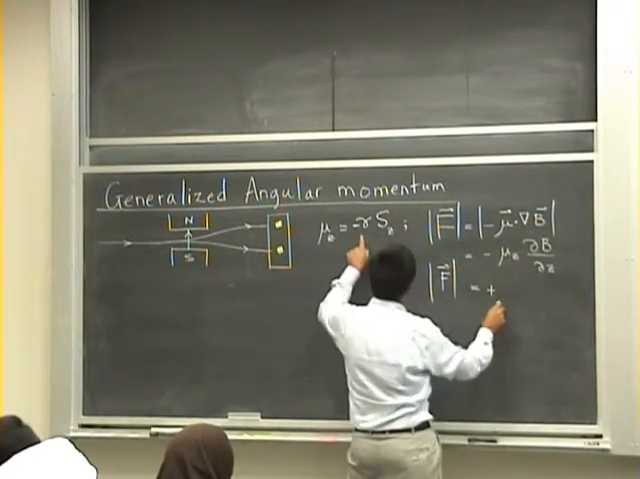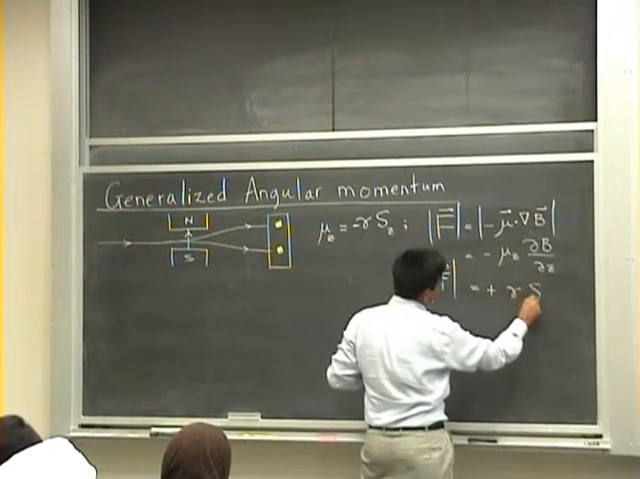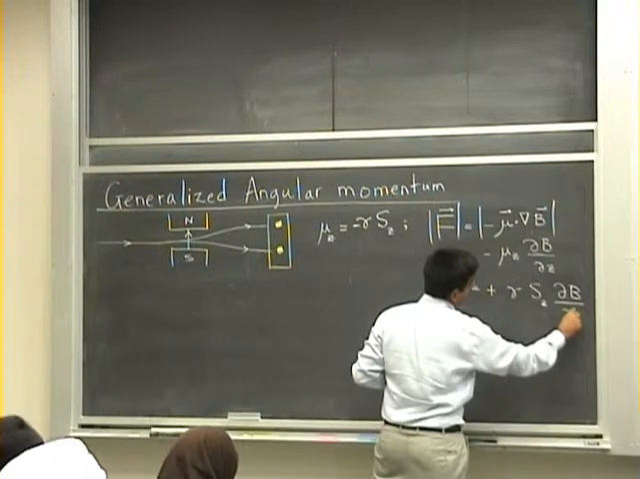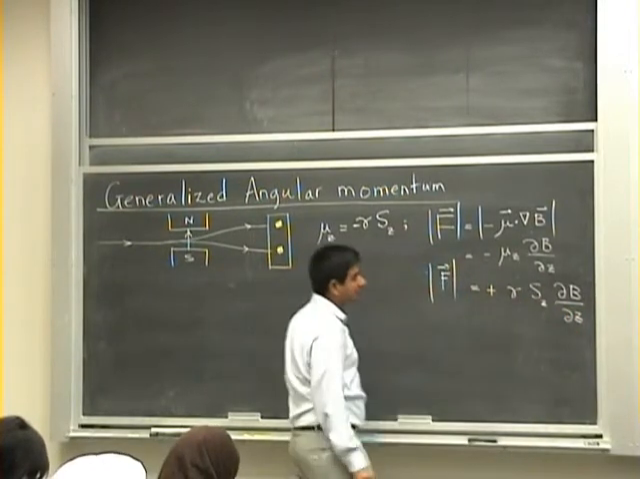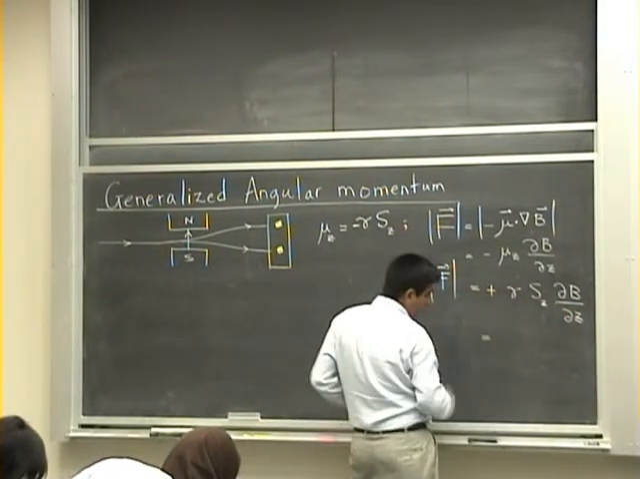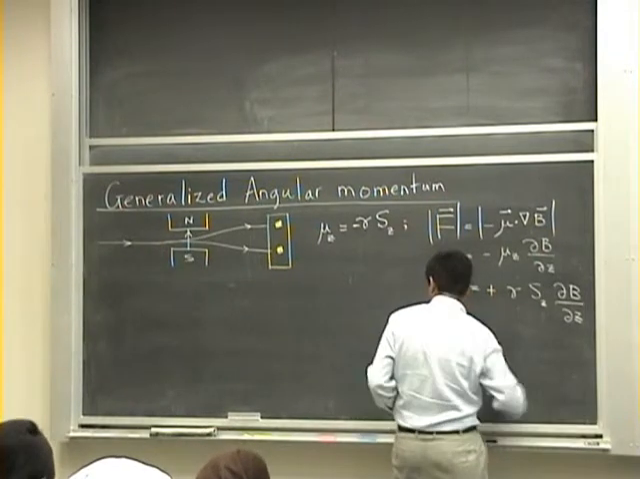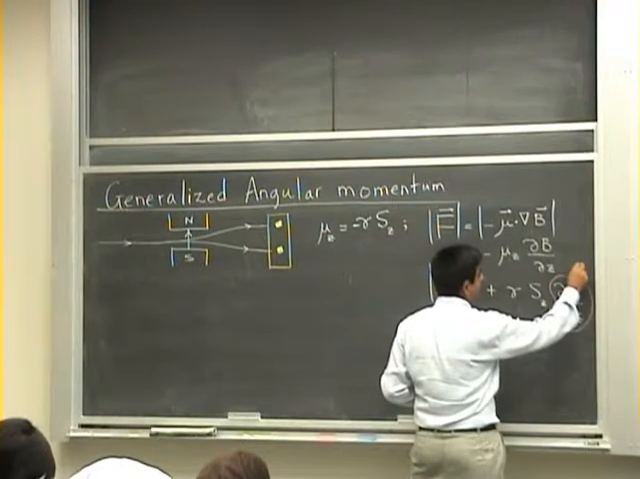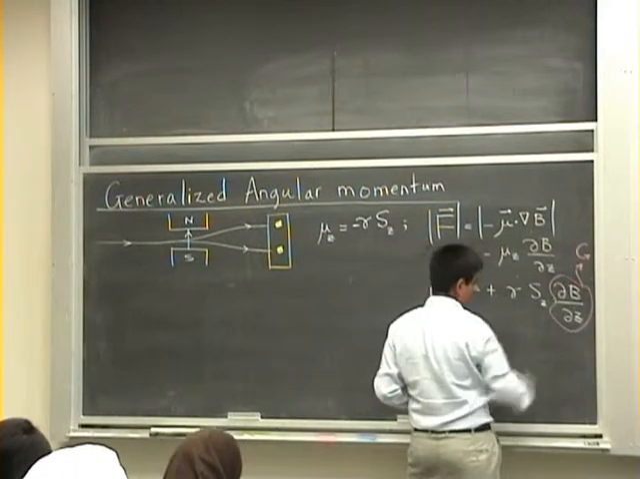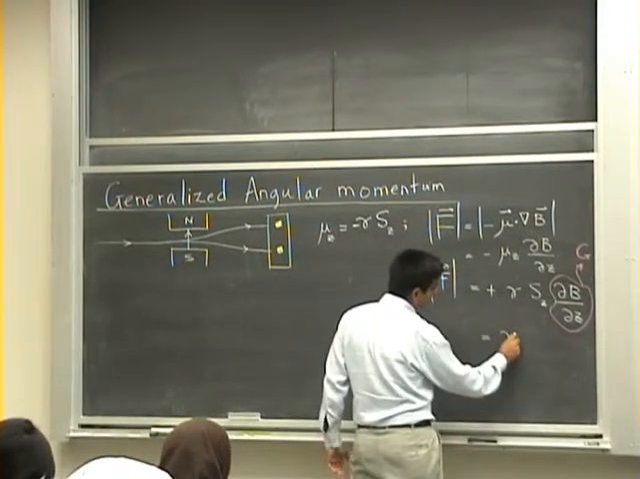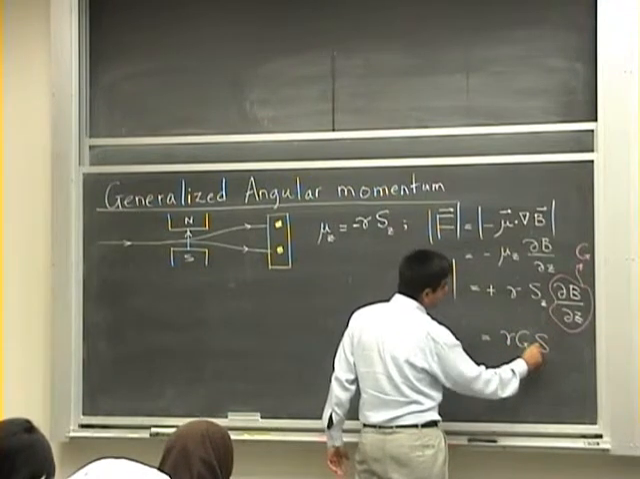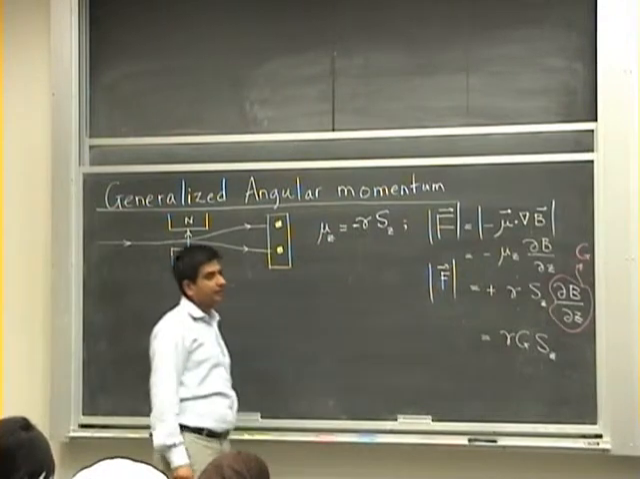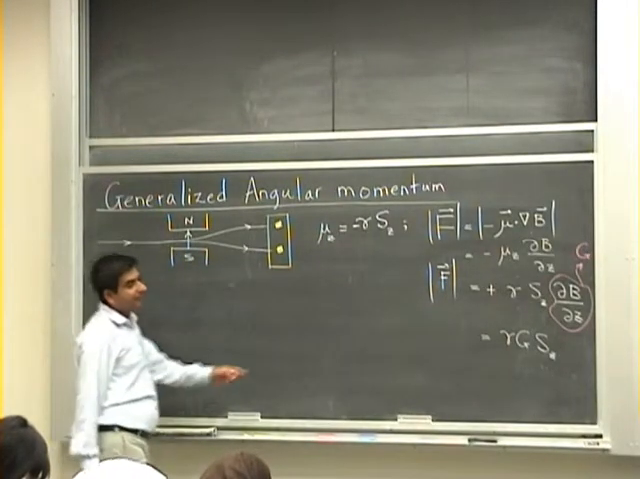It becomes gamma Sz partial B over partial z. This is just the gradient of the magnetic field. Let's call this gradient G. So I get gamma G Sz. This is the force. Now we know that Sz is quantized.